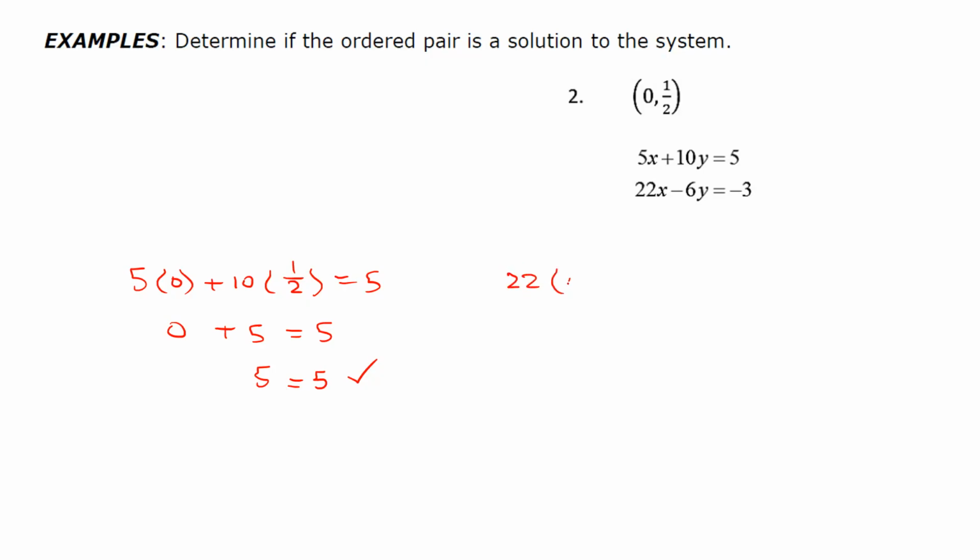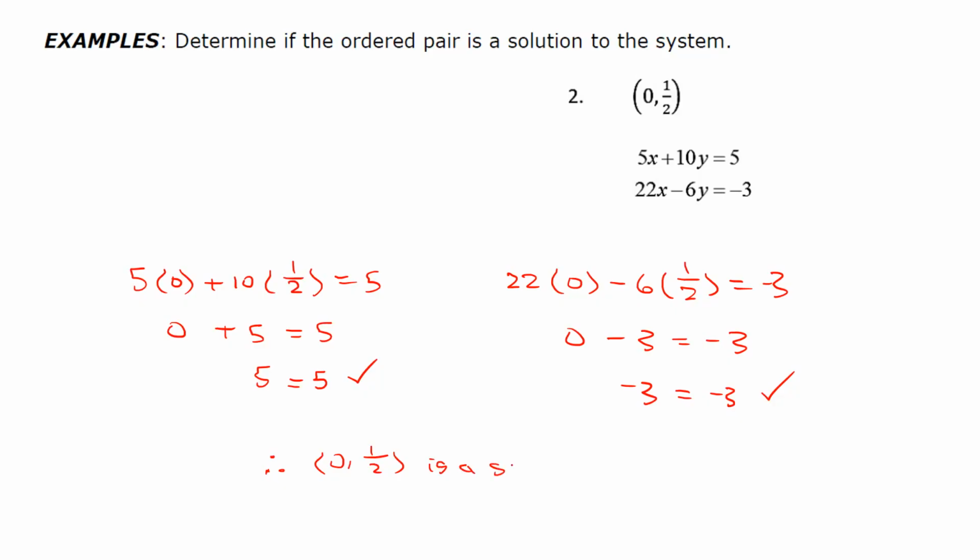So 22 times 0 minus 6 times 1/2 equals -3. So 0 minus 3 equals -3. So -3 equals -3, and that's true. Therefore, the ordered pair (0, 1/2) is a solution. Awesome.